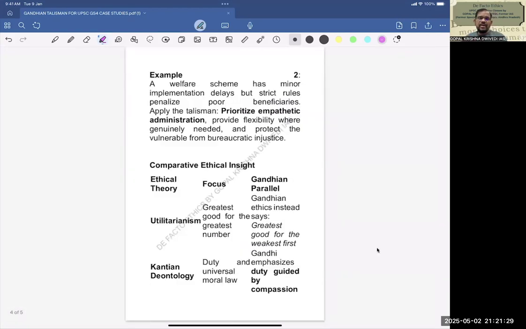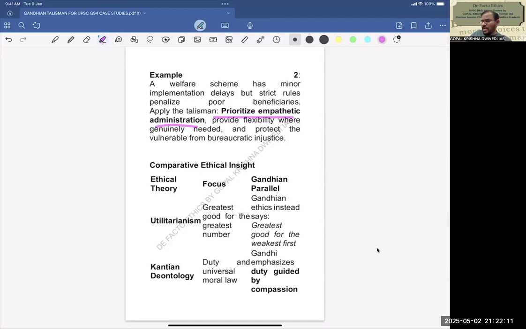Now, let us say another example. A welfare scheme has minor implementation delays, but strict rules penalize poor beneficiaries. There is some delay, and because of that poor beneficiaries are going to suffer, because the scheme may not be implemented for them, or not all beneficiaries may be covered. Now, what should one do? Here you have to prioritize empathetic administration, provide flexibility where genuinely needed, and protect the vulnerable from bureaucratic injustice. If required, you seek permission from higher-ups, the state or central government, that this kind of problem has come up and you want to extend the time. So you have to again think of the poorest of the poor, the weakest of the society.